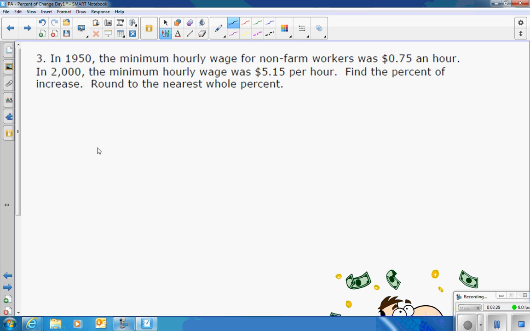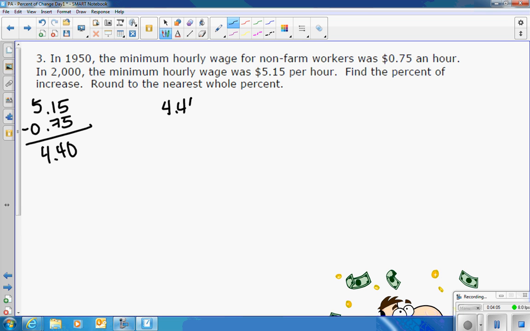The next problem says if in 1950 the minimum hourly wage for non-farm workers was 75 cents an hour, by 2000 the minimum hourly wage was $5.15 per hour. We want to find the percent of increase. Well, before we can find out what the percent of increase was, we need to figure out how much it actually did increase. So if I subtract those values, that's going to tell me that it went up by $4.40.